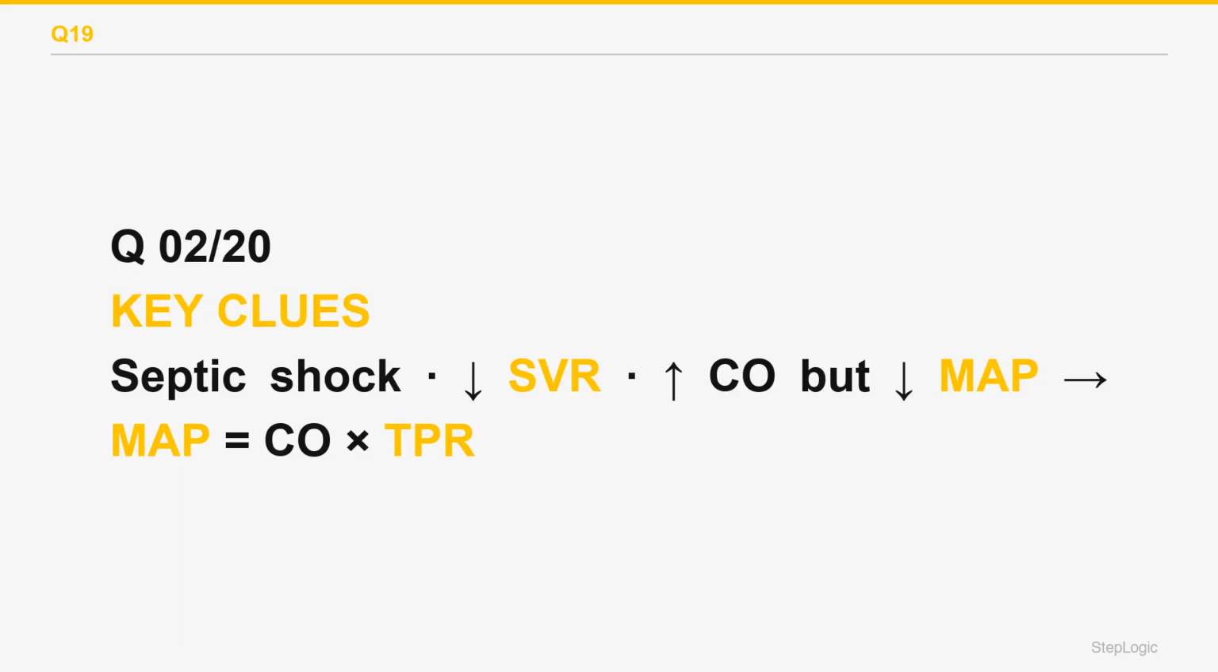Mean arterial pressure is governed by an analog of Ohm's law. MAP equals cardiac output times total peripheral resistance.